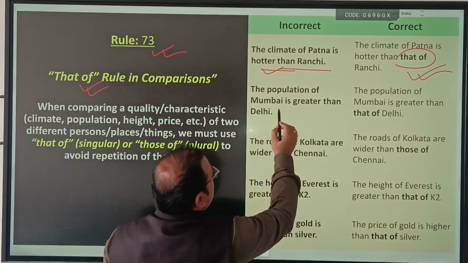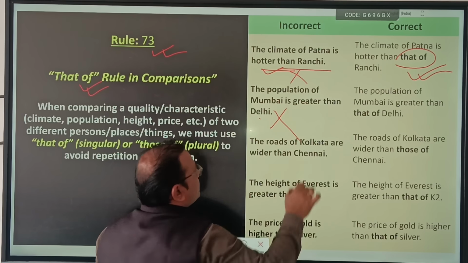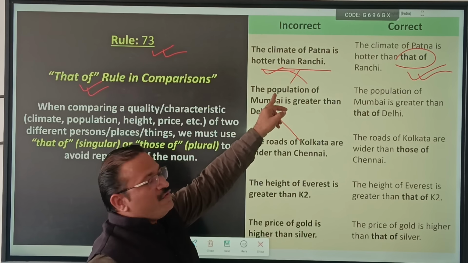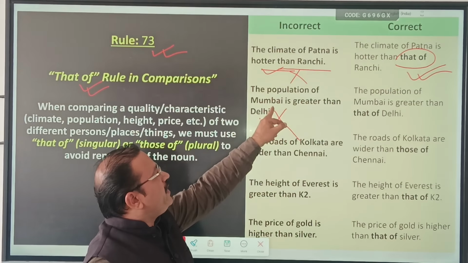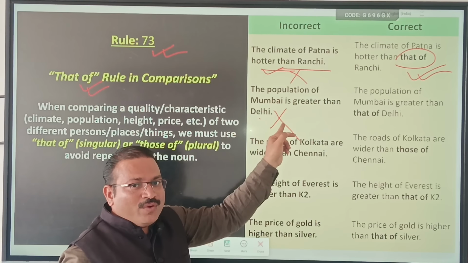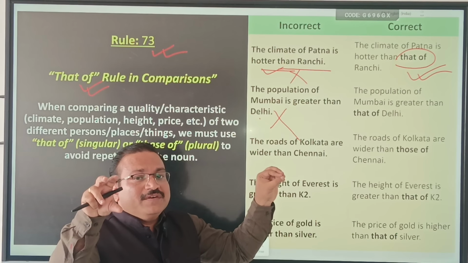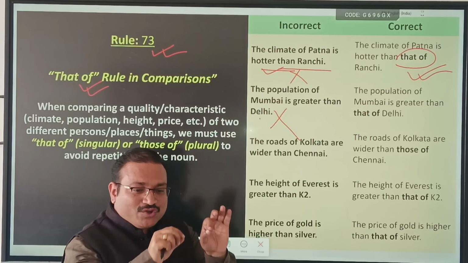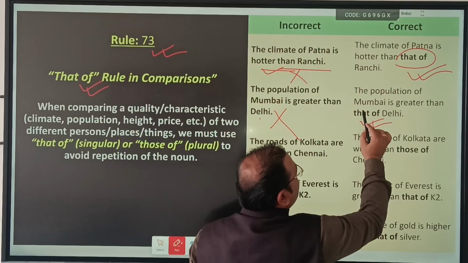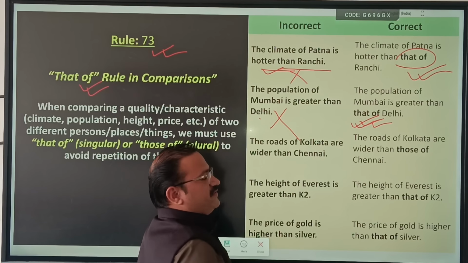The population of Mumbai is greater than Delhi. Why is it wrong? If you are not using that of, it means that we are comparing the population of Mumbai with Delhi city. Are we doing that? No. We are comparing the population of Mumbai with the population of Delhi. So to make it clear, we use this that of Delhi. The population of Mumbai is greater than that of Delhi. Now it is clear.